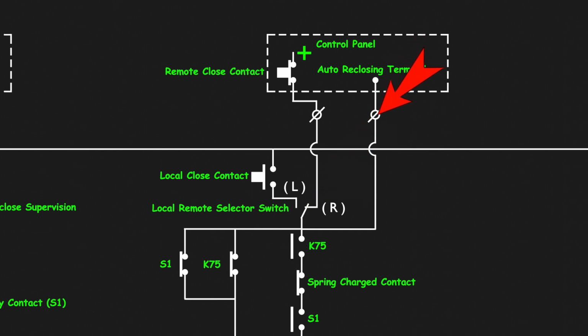Auto recloser terminal from the control panel is connected after the local remote switch. The auto reclosing of the circuit breaker effectively bypasses the local remote selector switch.